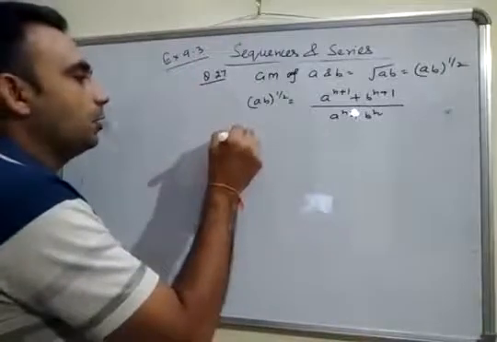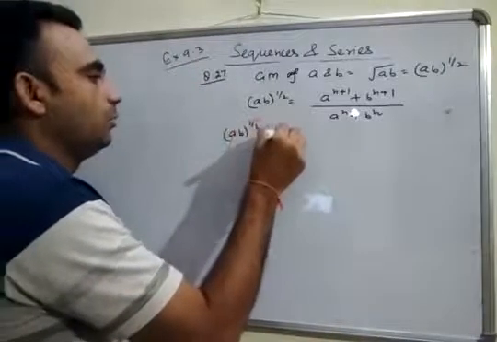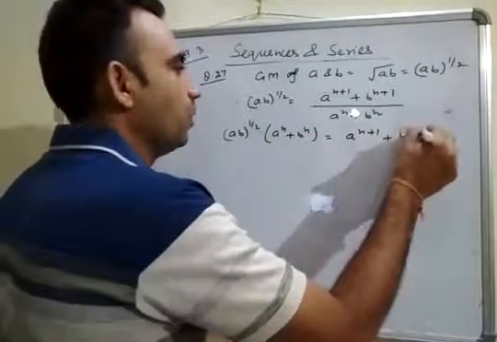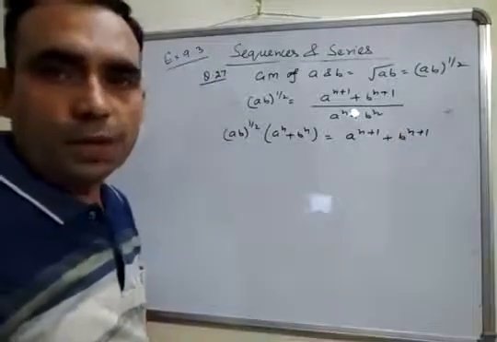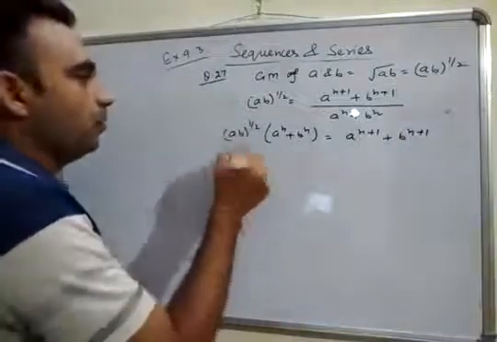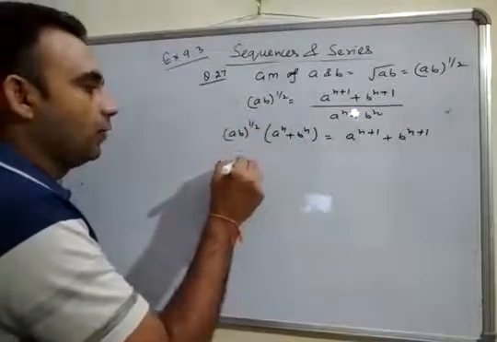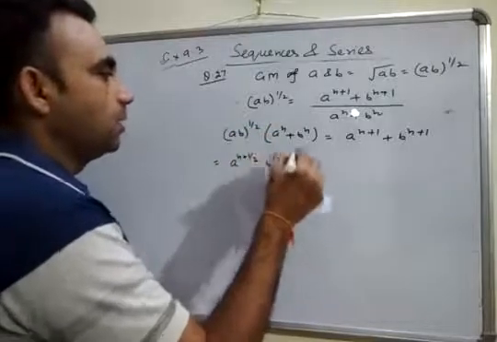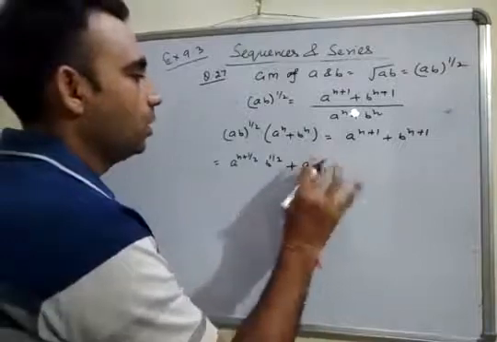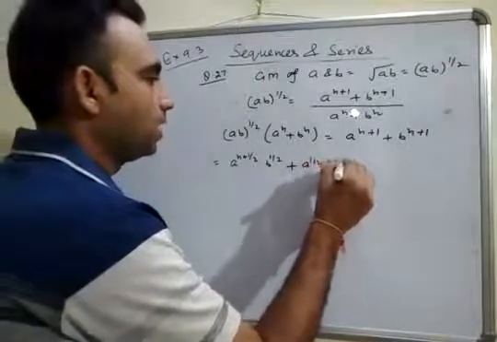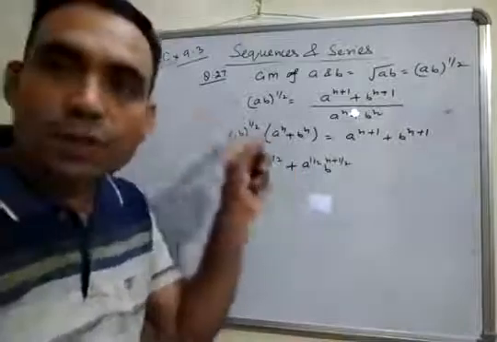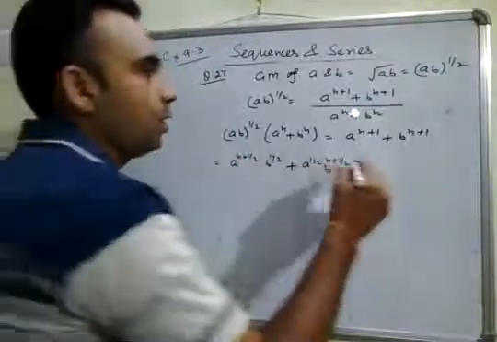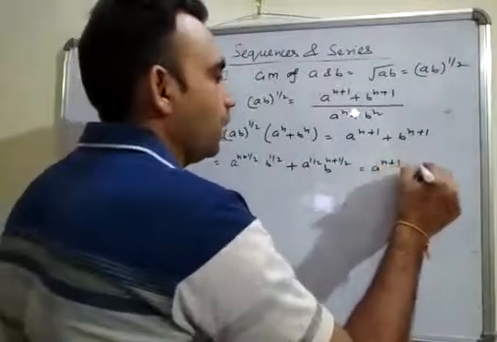So cross multiply. Ab to the power half multiplied with (a to the power n plus b to the power n) is equal to a to the power n plus 1 plus b to the power n plus 1. Open the bracket and multiply. If we multiply a to the power n and a to the power half, we get a to the power n plus half, b to the power half, plus a to the power half into b to the power n plus half. When we multiply, the powers add according to the law of exponents, and this is equal to a to the power n plus 1 plus b to the power n plus 1.